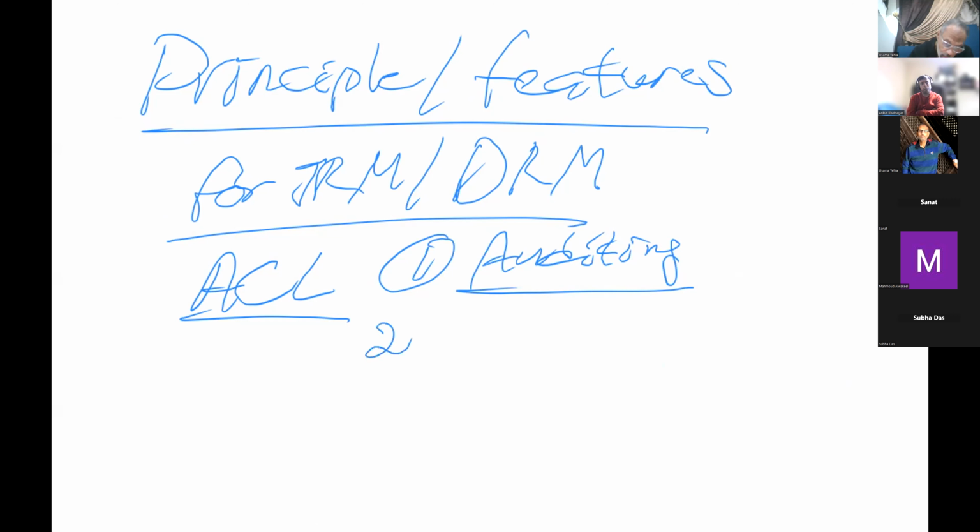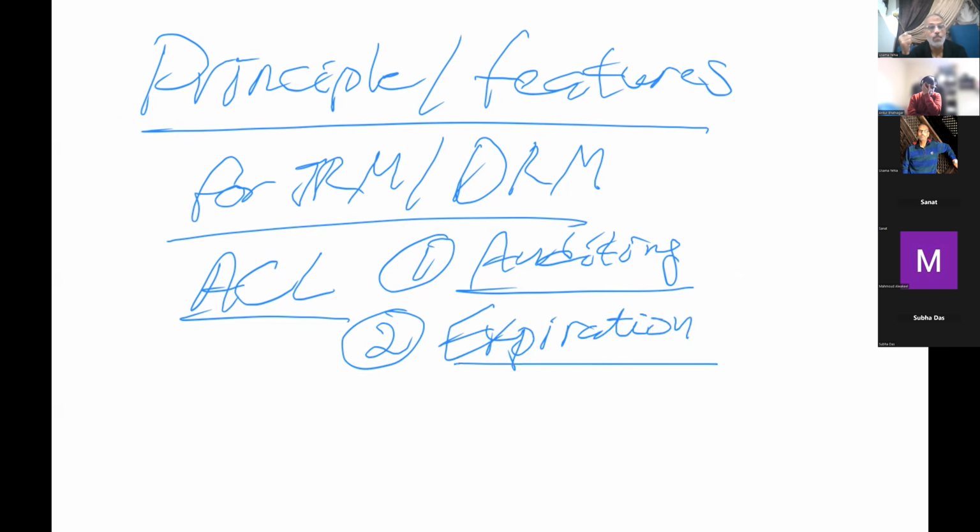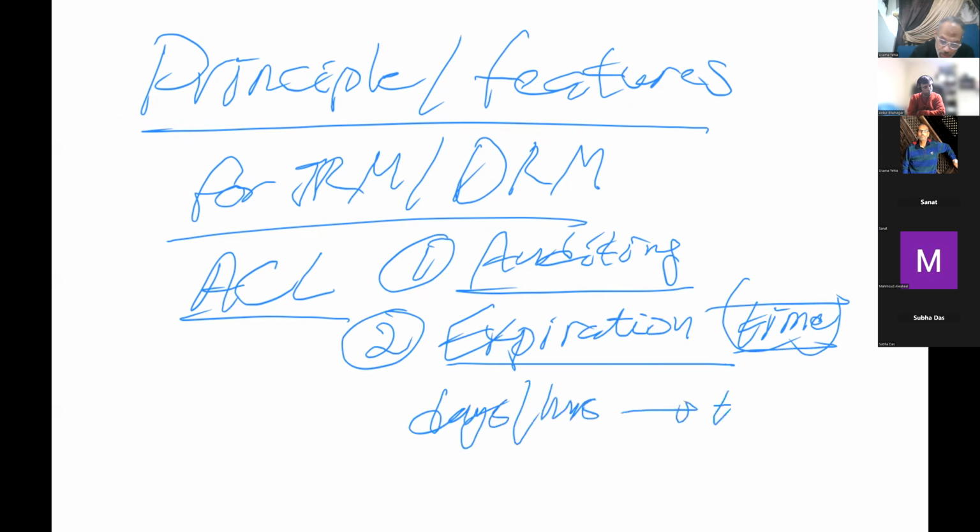Feature number two is the expiration. And I think expiration is clear now from our example of the OSN movie. You have to define a specific time that this file will be valid for, a specific number of days or hours, or till a specific date. This means that when this date passes, the file will not be available.